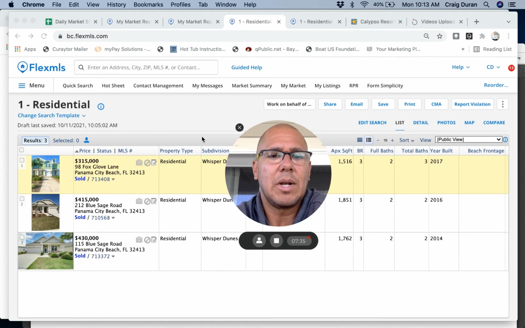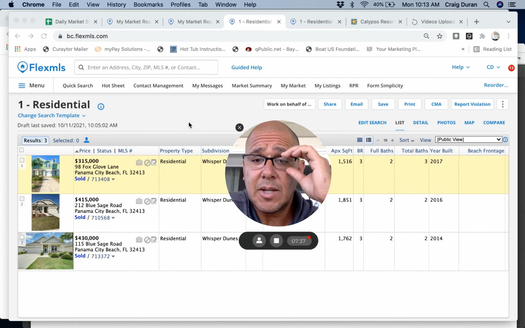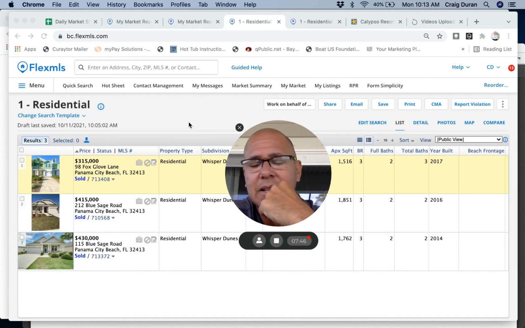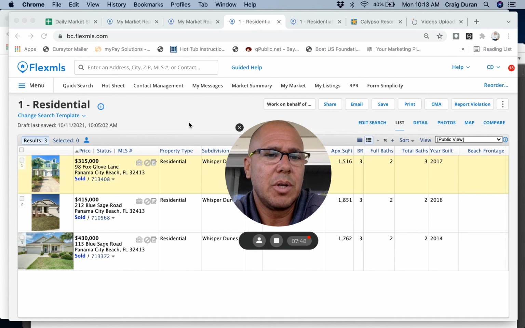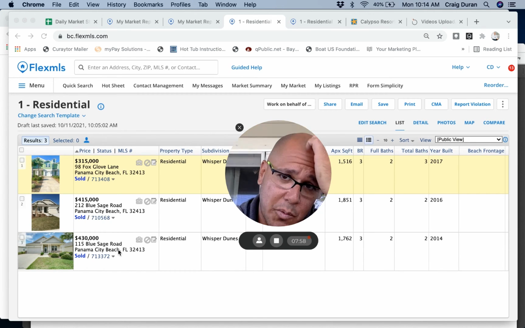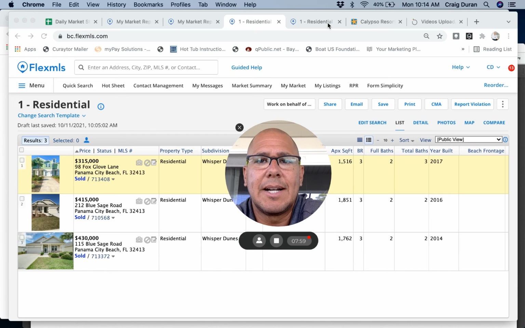I haven't done a deep dive in Whisper Dunes in a couple months, so let's go back for sales for August and September, and then let's look at what's on the market and what's under contract. Some very interesting things are happening. One of the townhomes over on Foxglove closed at $315,000. We had a 3-2 on Blue Sage close at $415,000, and we had another one close at $430,000.